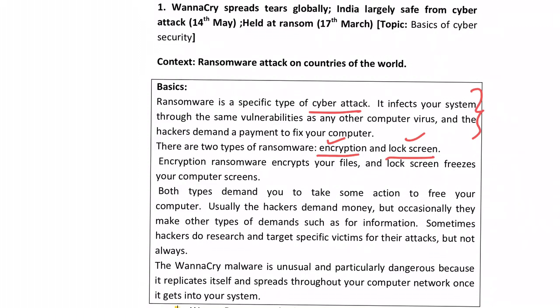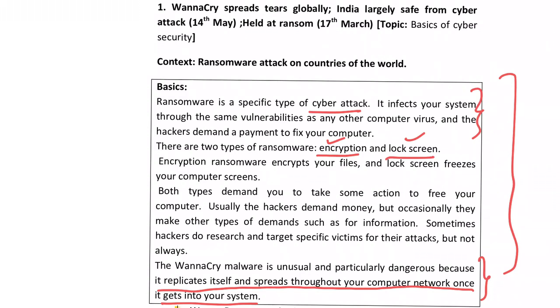The WannaCry malware is unusual and particularly dangerous because it replicates itself and spreads throughout your computer network once it gets into your system. Right? It is not that every file had to be hacked from outside. It itself can replicate and actually create trouble. So from the science and technology, cybersecurity point of view, these are important. If you can know clearly about ransomware, it's more than enough.